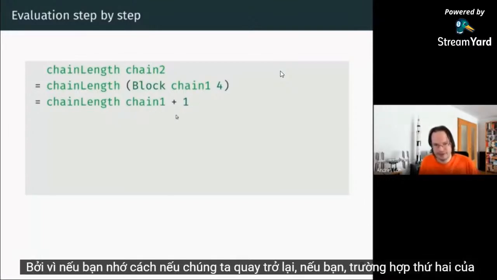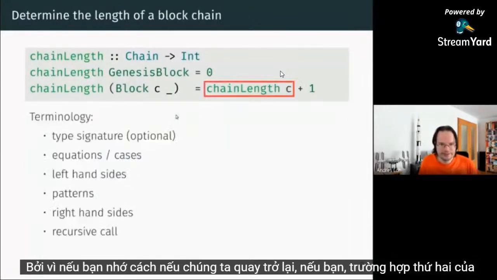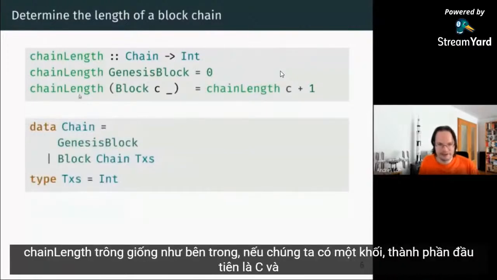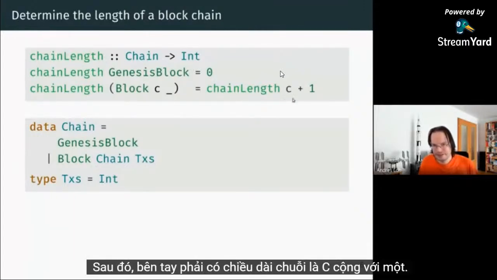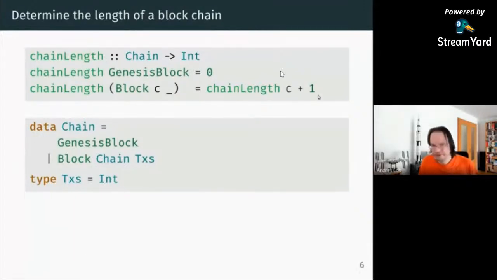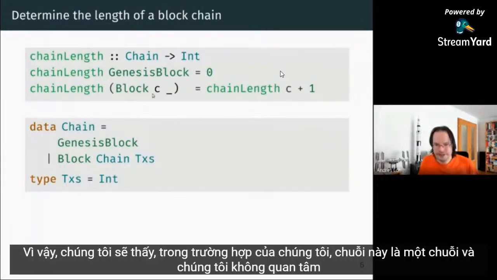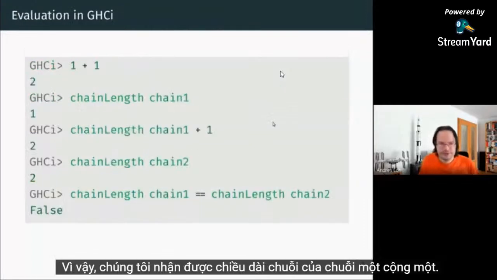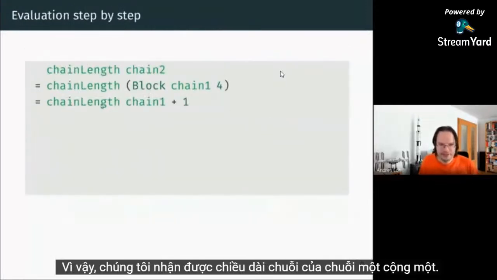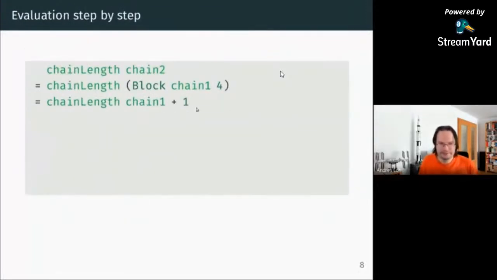Because if you remember how the second case of chain length looked, if we have a block where the first component is C and the second component is an underscore, then the right-hand side is chain length of C plus 1, okay? So C in our case is chain 1, and we don't care about what the integer is, so we get chain length of chain 1 plus 1, okay?